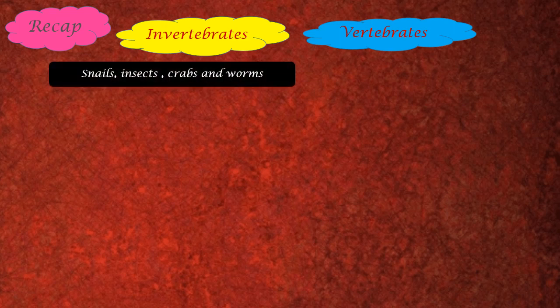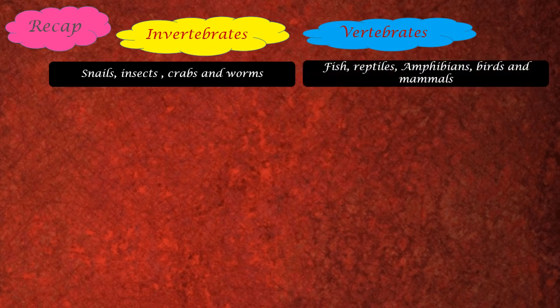We have learned so many things in this video, so let's have a short recap of whatever we have learned. Initially we saw that animals are categorized into two major categories depending upon the presence of the backbone. When there is no backbone, they are called invertebrates, and when they possess backbones, they are called vertebrates. Examples for invertebrates are snails, insects, crabs, and worms. For vertebrates, fish, reptiles, amphibians, birds, and mammals. There are a lot more, and here we have just discussed these.